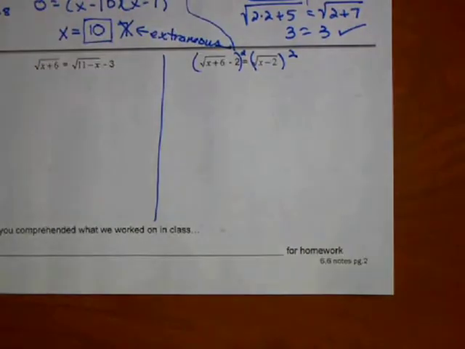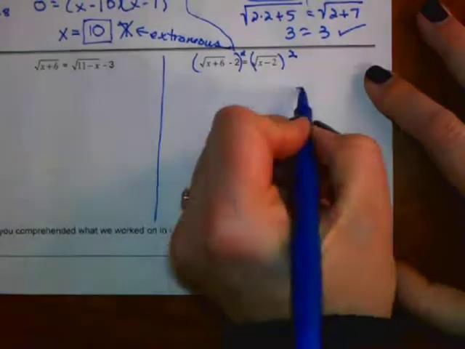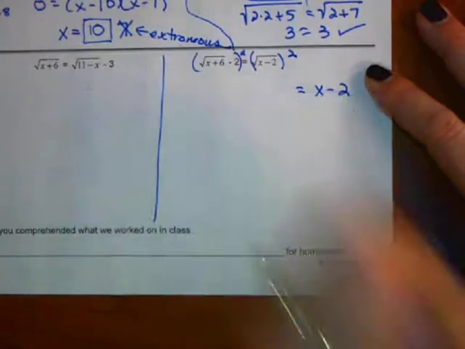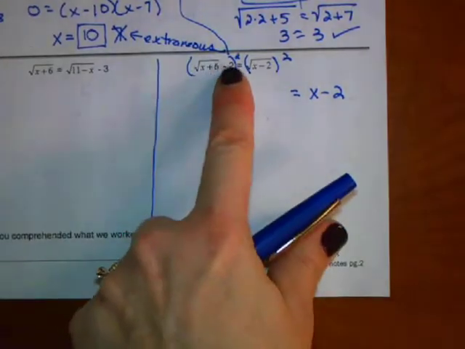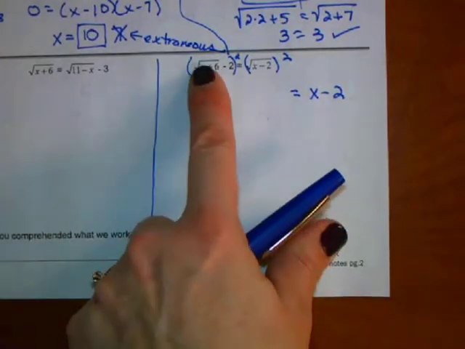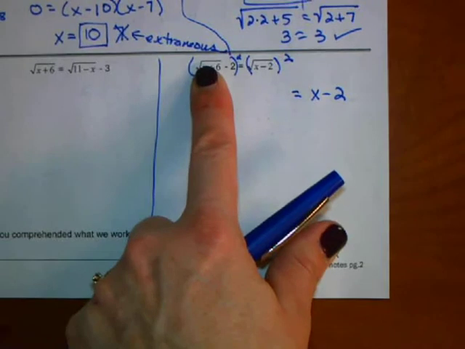Ready? First, I'm going to simplify that side. That just equals x minus 2. Easy enough. What this becomes, are you ready? This is just a binomial squared. It's a binomial squared. That's all you do.